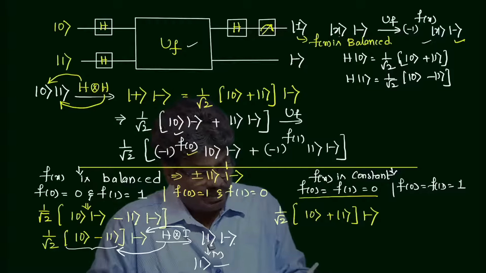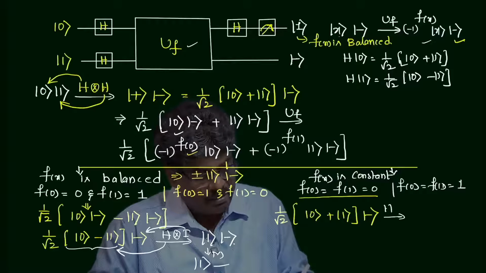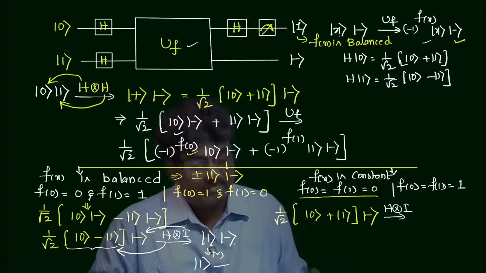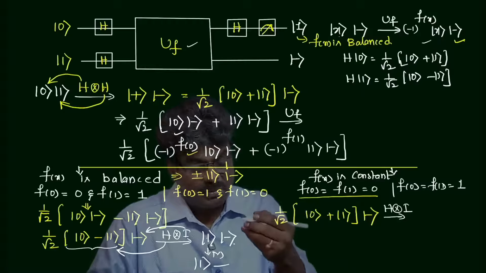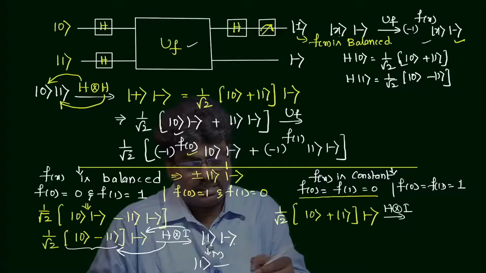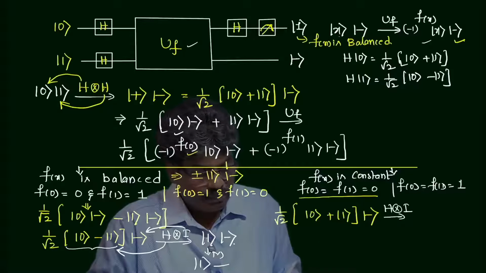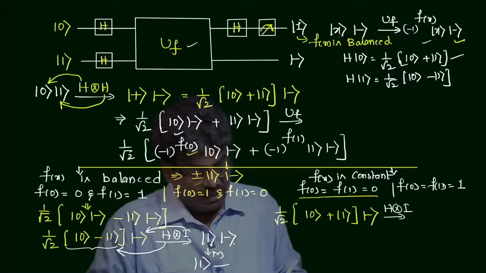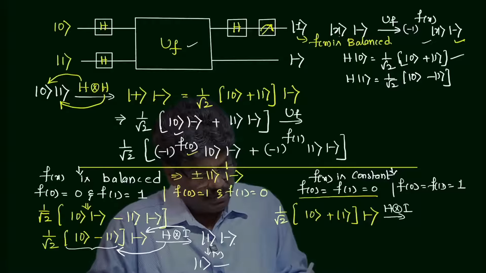Now after this we are operating this Hadamard tensor I. Okay, so on the first qubit state we are operating H and on the second I. Then you know already this one, so after this operation we will get 0 minus.